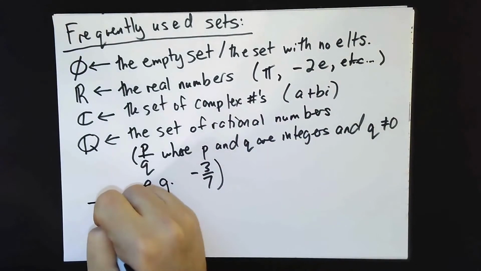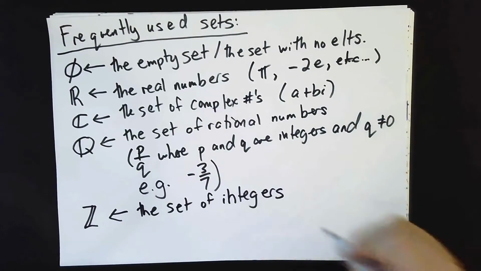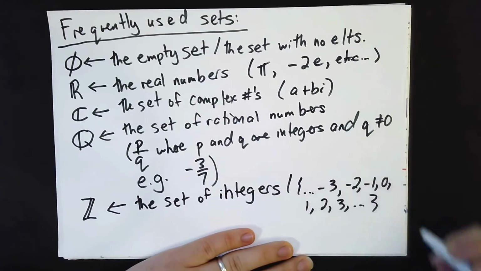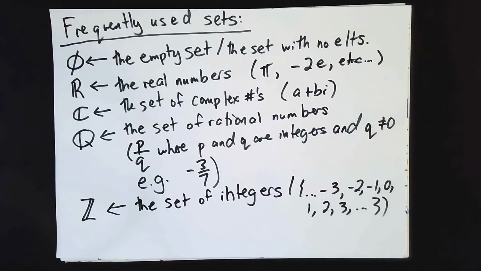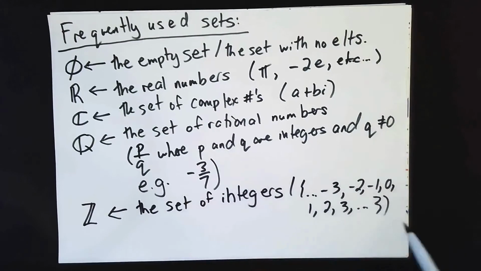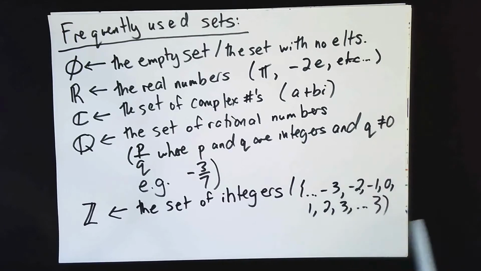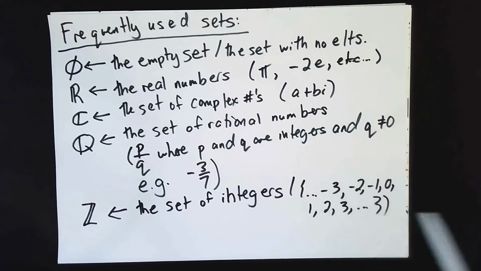Next up, we have Z. This is for the set of integers. Really, this is that set. So integers, not necessarily positive, could be negative, could be 0, or whatever. You might also call these whole numbers, or maybe you only call the positive ones whole numbers. It depends. But anyway, these numbers are called the integers.